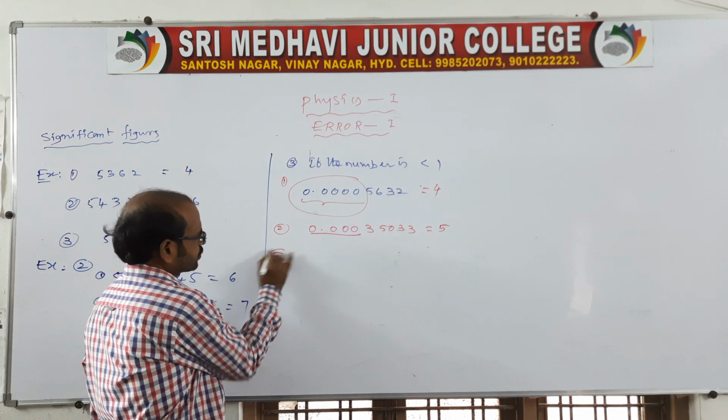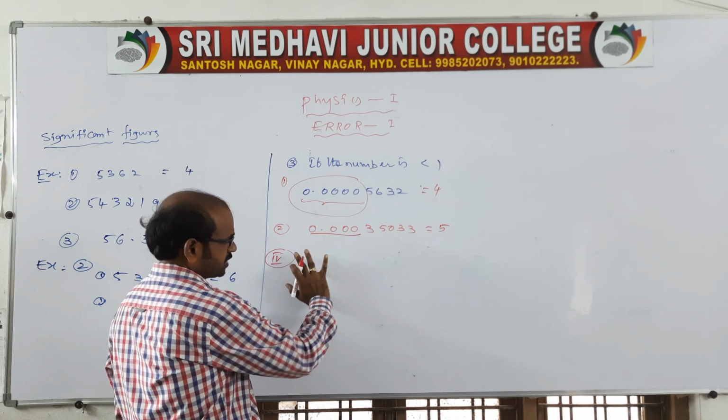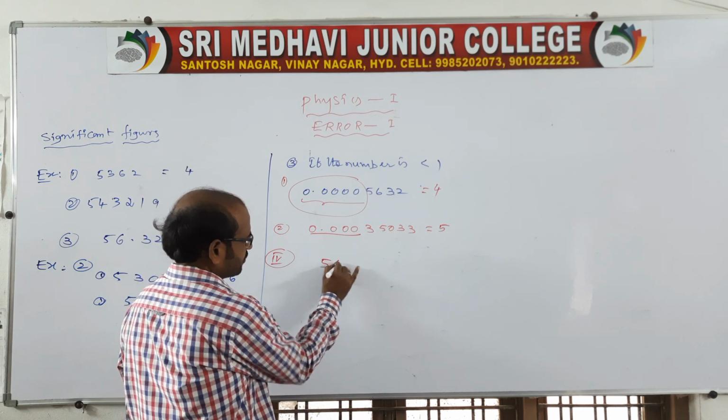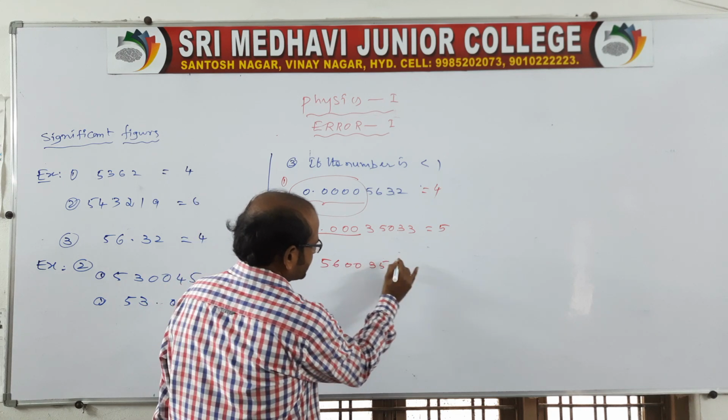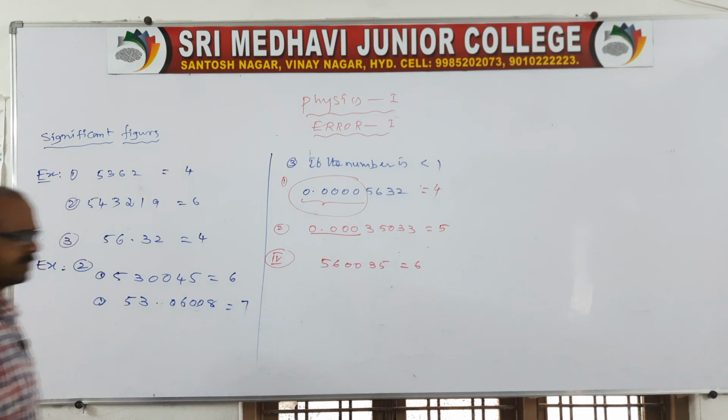The fourth rule is: suppose between the numbers, if zeros are occurring in between, it is like the same. 560035 is equal to, what is the significant? Again, you take 6 as a significant. That's what it is, we can say the fourth rule. The fourth rule is nothing but all zeros between the digits will be counted like this.